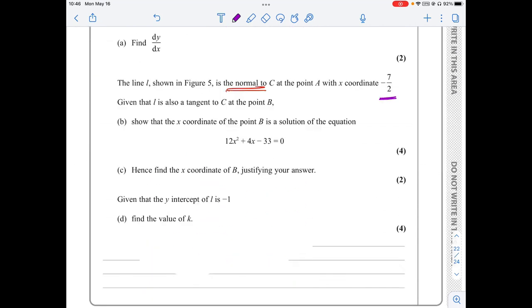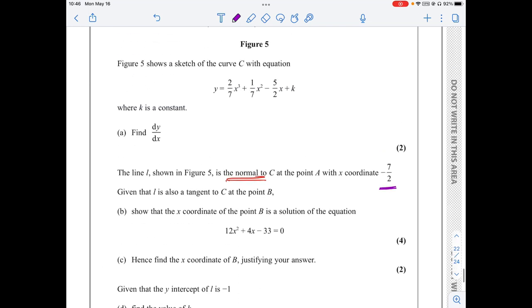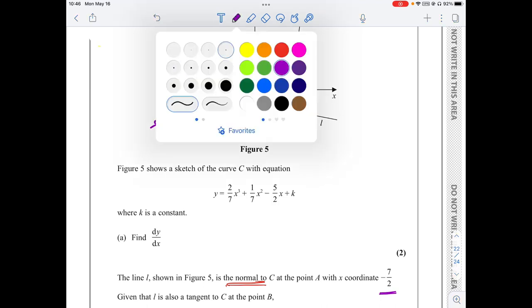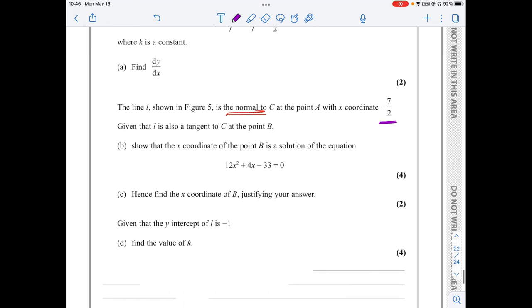Coming to part B, the line L shown in figure 5 is normal to C at a point where the x coordinate is minus 7 upon 2. So the x coordinate is going to be minus 7 upon 2 over here. What is he asking? Show that the line L is also a tangent to the curve C at a point B. Show that the x coordinate of the point B satisfies that equation.